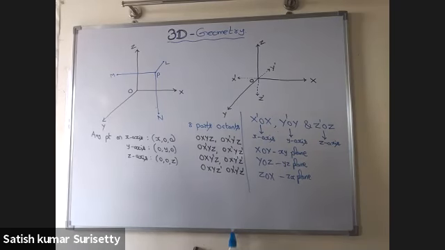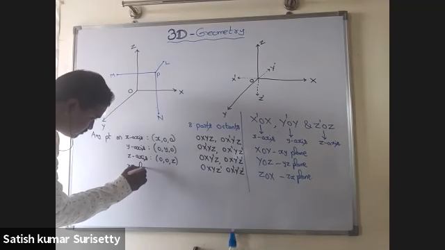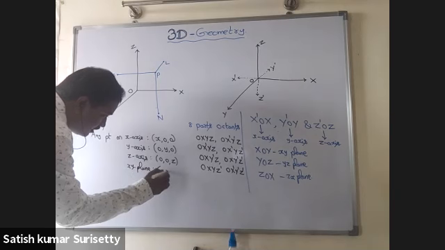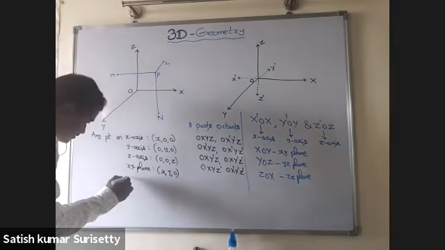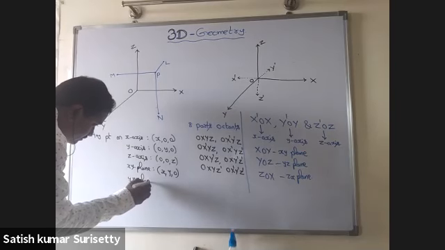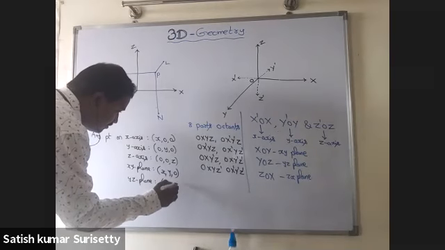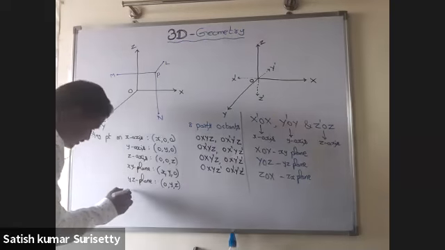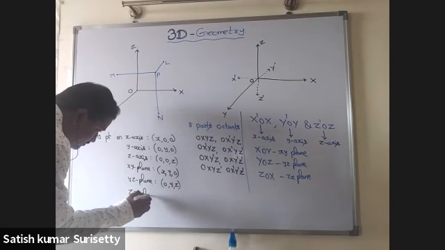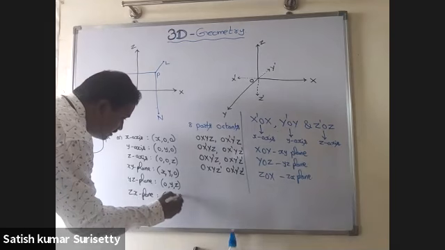Any point in xy plane is of the form x, y, 0. Any point on YZ plane is of the form 0, y, z. Any point on zx plane is of the form x, 0, z.